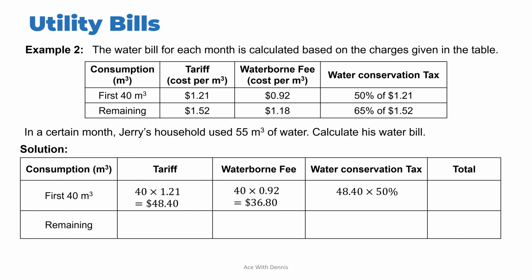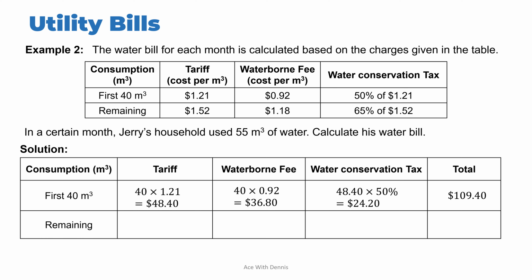$48.40 times 50%. So we get $24.20. Hence the total. So add all these three together: tariff, water bond fee, and water conservation tax. We get $109.40.